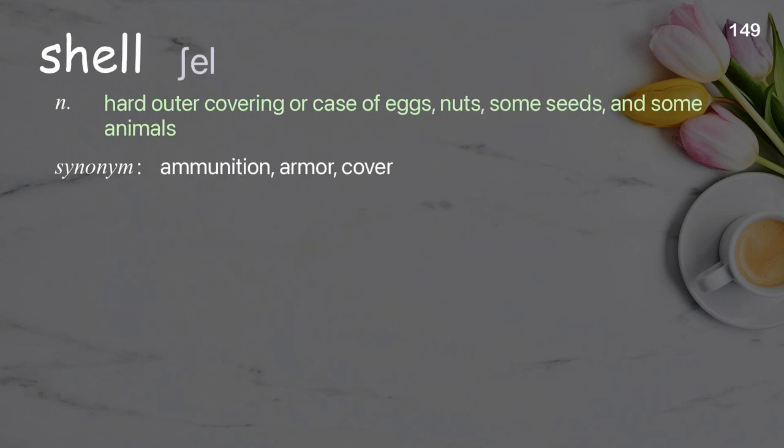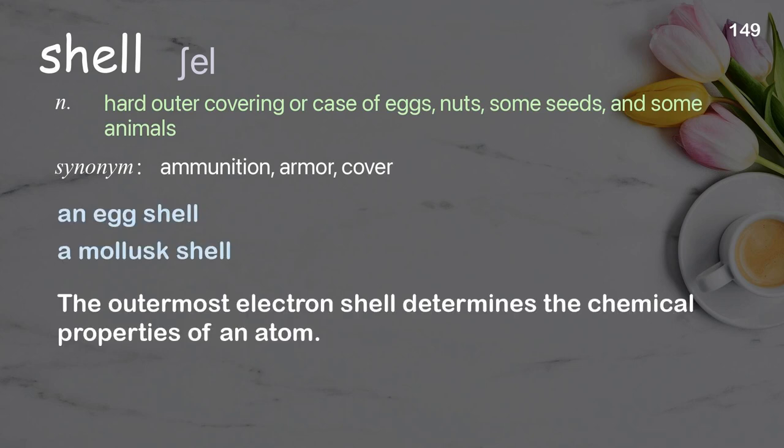Shell. Hard outer covering or case of eggs, nuts, some seeds, and some animals. Examples. An egg shell. A mollusk shell. The outermost electron shell determines the chemical properties of an atom.